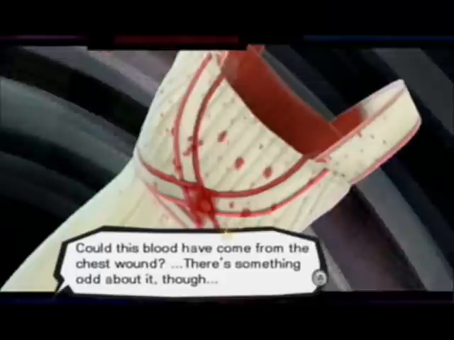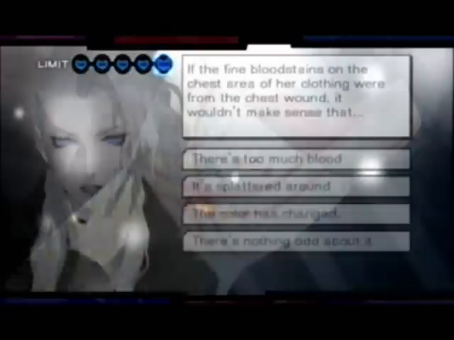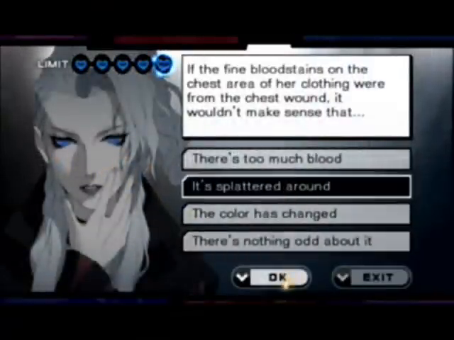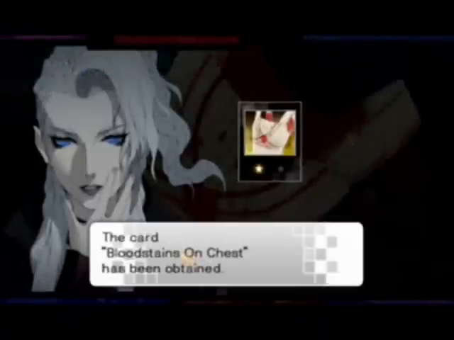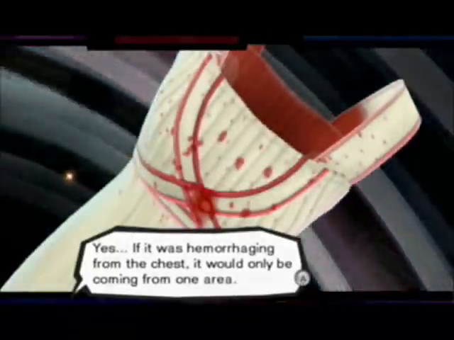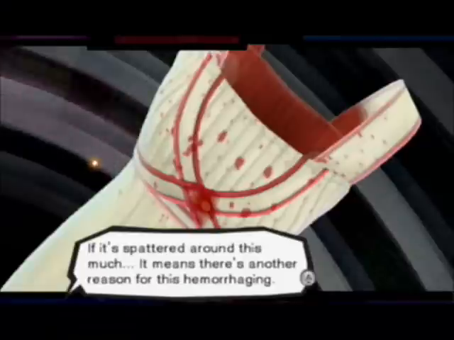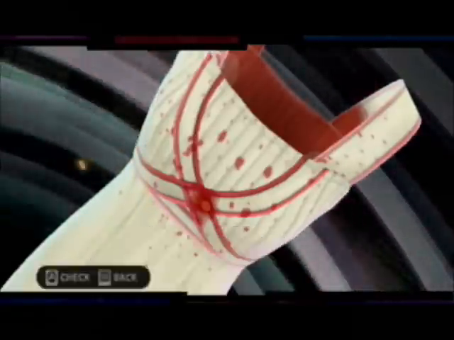Could this blood have come from the chest wound? There's something odd about it, though. Right, a gunshot wound should be clean. There shouldn't be blood like that. Yes. If it was hemorrhaging from the chest, it would only be coming from one area. If it's spattered around this much, it means there's another reason for this hemorrhaging. Alright.